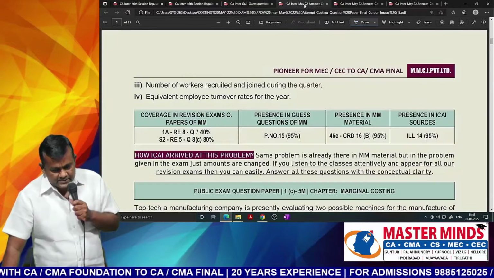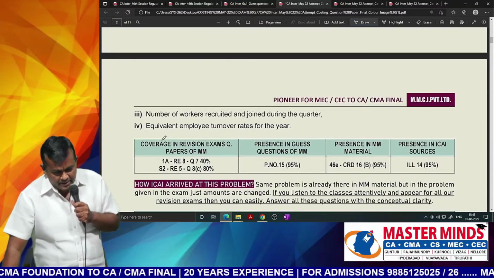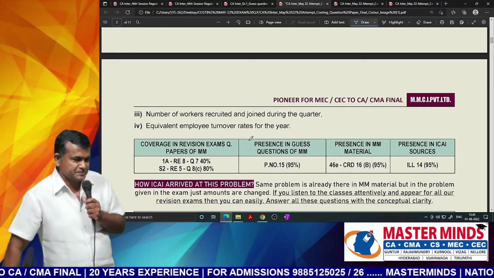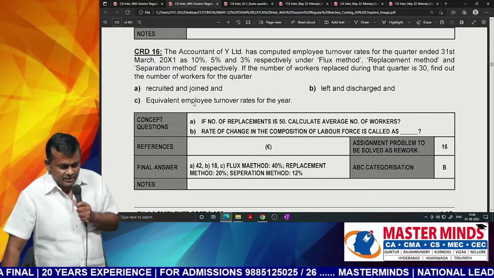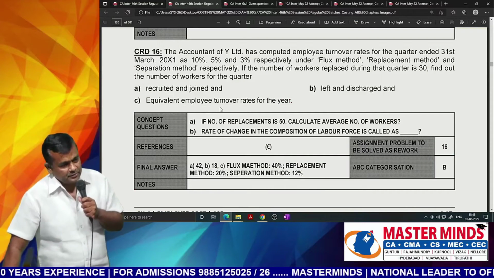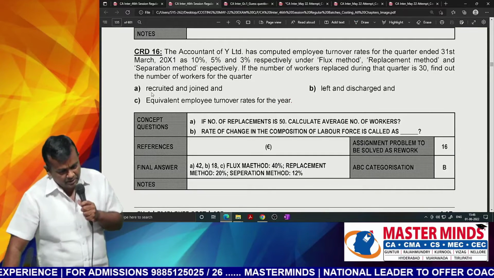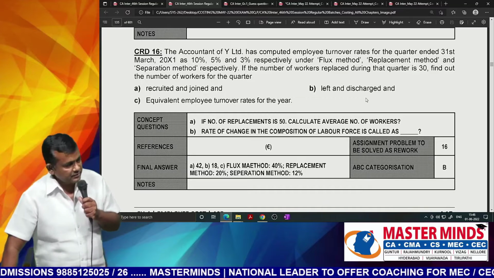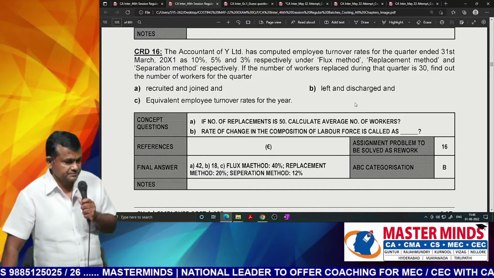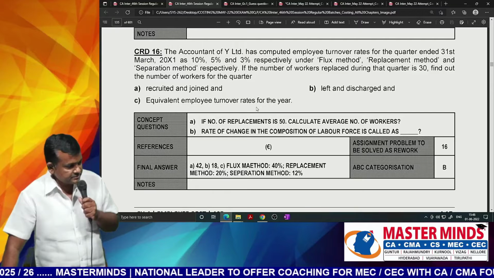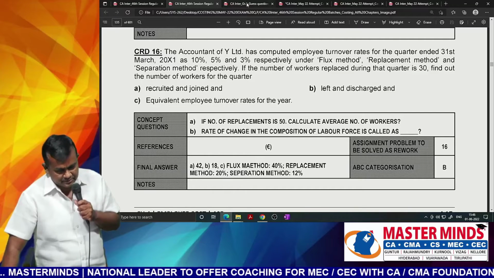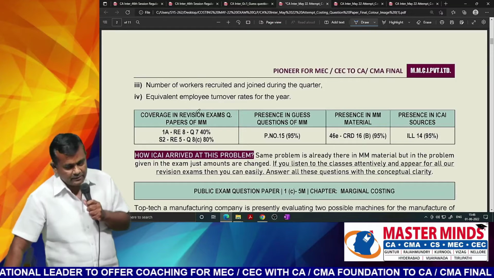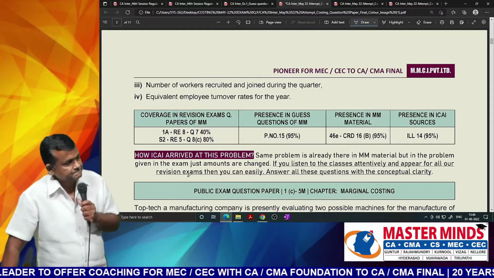So in the examination, the same application, sir. Here also the question is asking equivalent employee turnover rates. In our material also, equivalent employee turnover rate. As in the original problem, just 2 bits, sir: number of workers recruited and joined, number of workers left and discharge. This is the additional bit. Same procedure to follow in the exam paper also. So here also the question is asking equivalent employee turnover rates for the year.